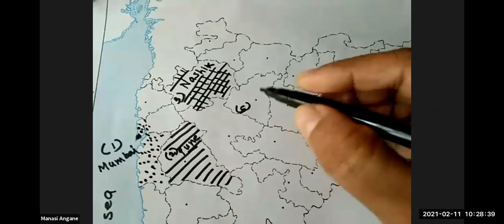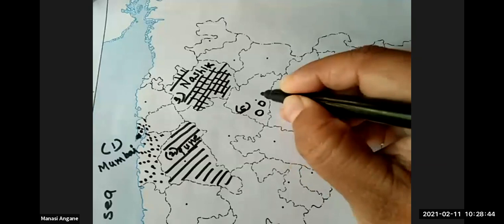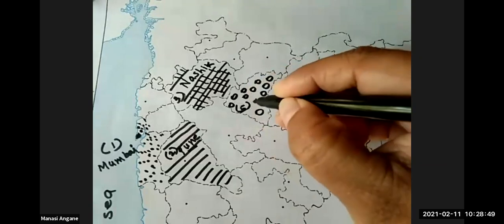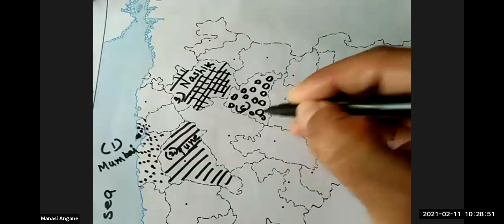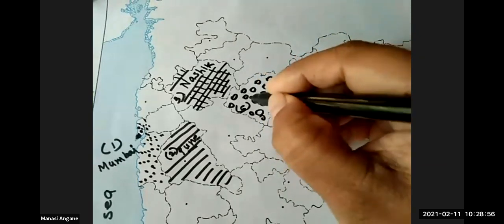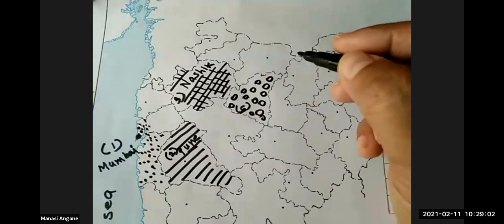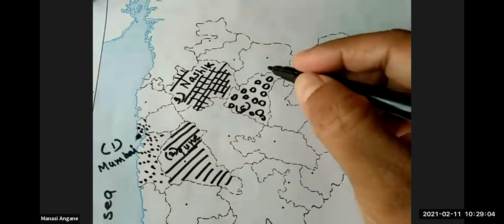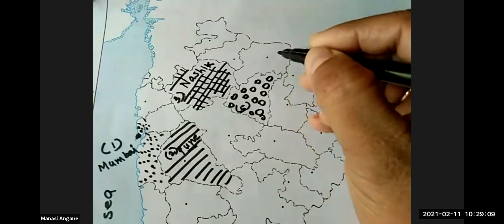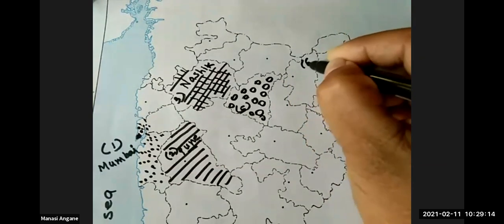So here you can take another pattern. What pattern can you take? You can take big circles, or you can also write the names. There is no need that you should give these particular grids. So this is your Aurangabad. Then near to Aurangabad, in the Akola district, you will get the place Shegaon. So here it comes, that is the sixth one.